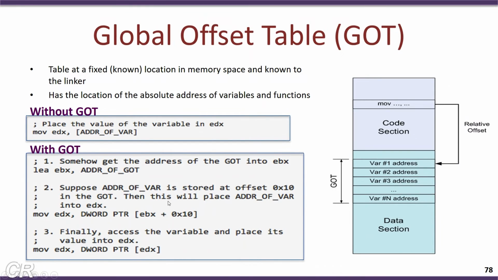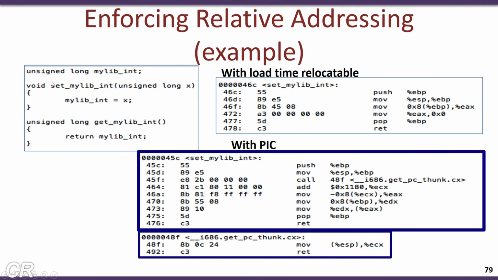So, we will take our library that we have created and see how the compiler generates code for using this GOT table. The code that we will take is as before, comprising our two library functions setmylib_int and getmylib_int, and more importantly at this time the global variable mylib_int. We have seen what happens in the load time relocatable code. Now, with PIC the code looks much different for setmylib_int.